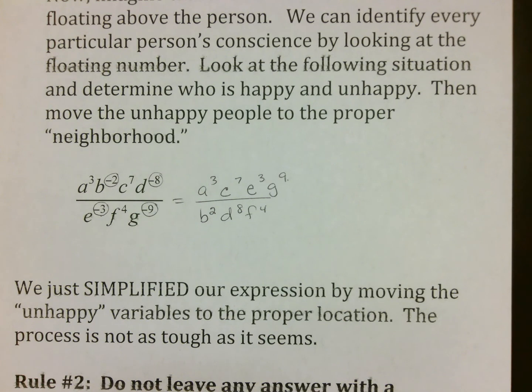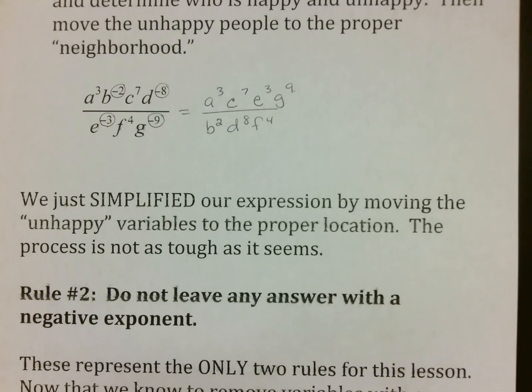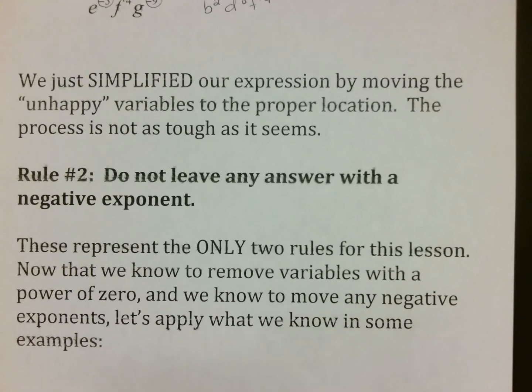It's just going to be a matter of finding some way to make sense of it and making sure you don't allow your question to make you stop too early, as we see on rule number 2, which is do not leave any answer with a negative exponent from here on out ever, because your teacher will have the right to mark you wrong if you do that. So again, you can't have any zero exponents. You also cannot have any negative exponents. And these represent the only 2 rules for the lesson. Now that we know how to remove variables from a power of 0, and we know to move negative exponents to the other neighborhood, as I called it, let's just see what we can do to apply some of these examples for ourselves before we move on.